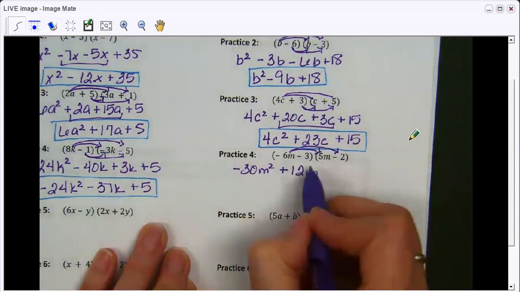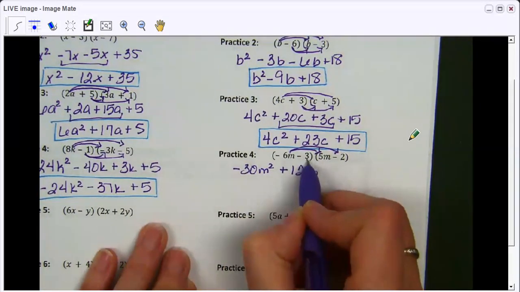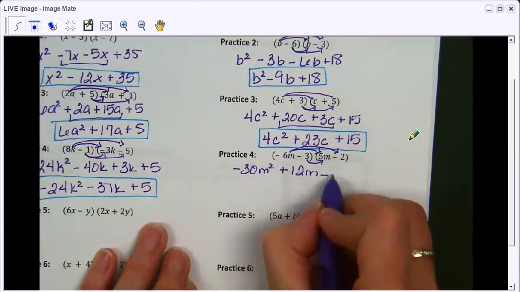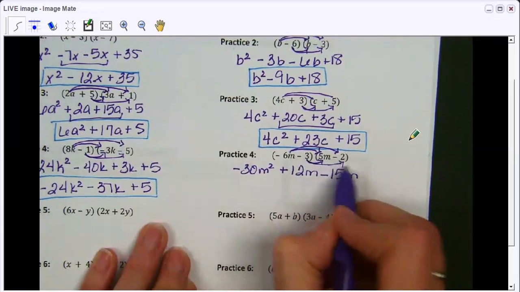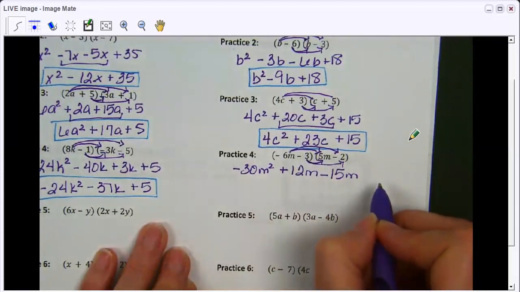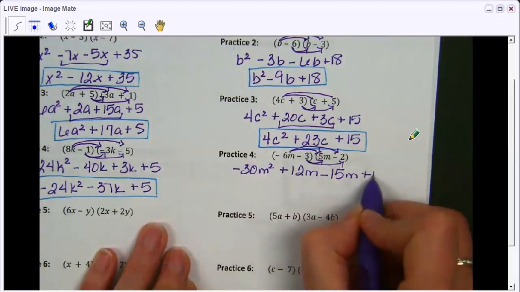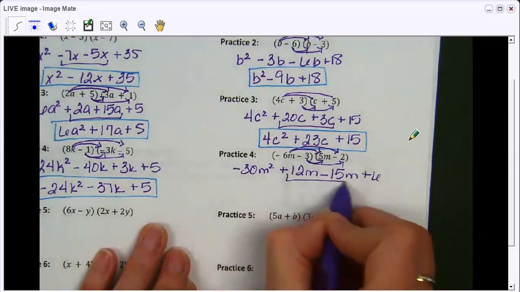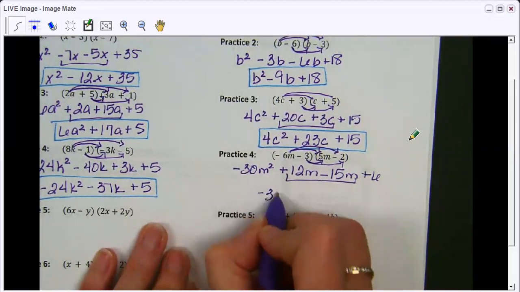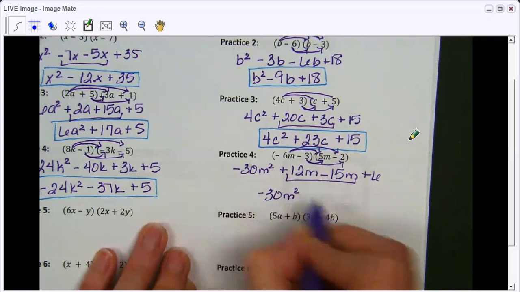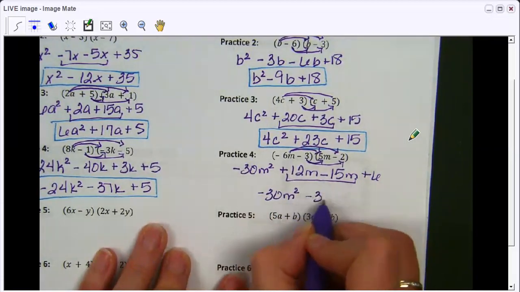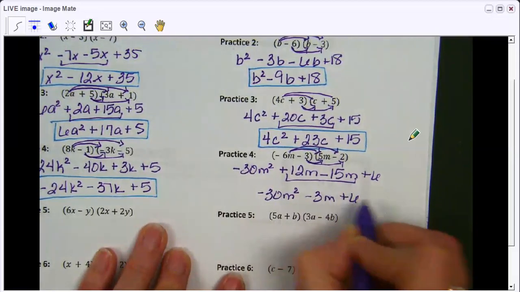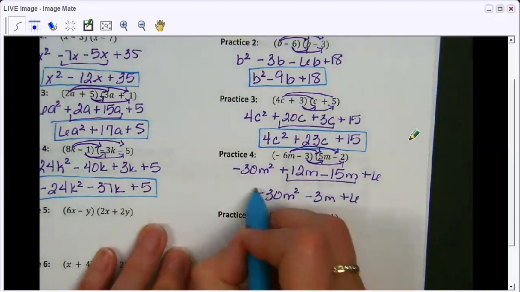And then you have to move on to the -3. So -3 times 5m is -15m. Then -3 times -2 is +6. And when we combine our like terms, what do we get with that one? You get -30m squared and then -3m. That's +6. Yep, good.